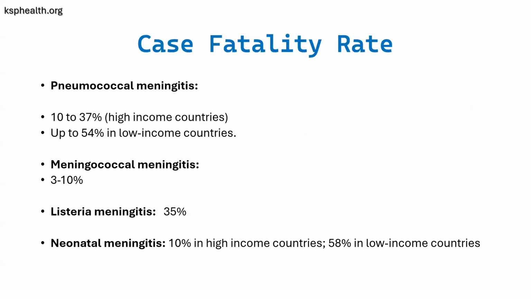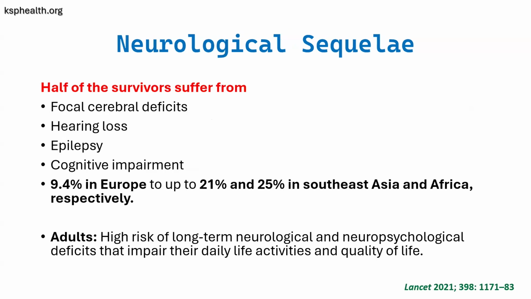Mortality rate. Pneumococcal meningitis carries a mortality rate of 10 to 37% in high-income countries and up to 54% in low-income countries. Meningococcal meningitis is associated with a mortality of 3 to 10%, listeria 35%. That means 1/3 of them will not make it. Neonatal meningitis, again, there is a geographical difference: 10% in high-income countries, 58% in low-income countries. That means half of them will die.